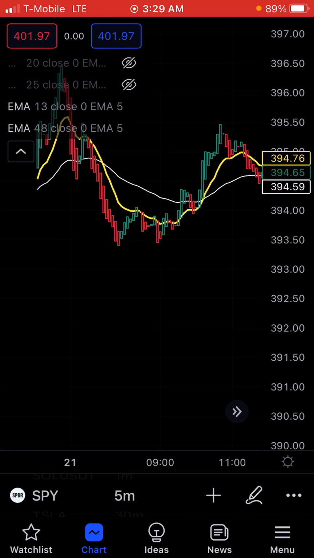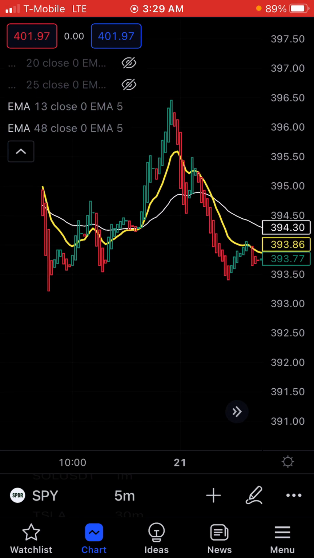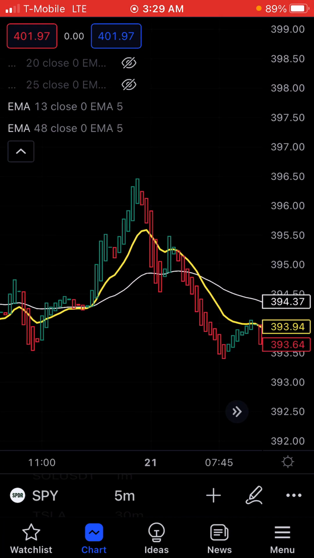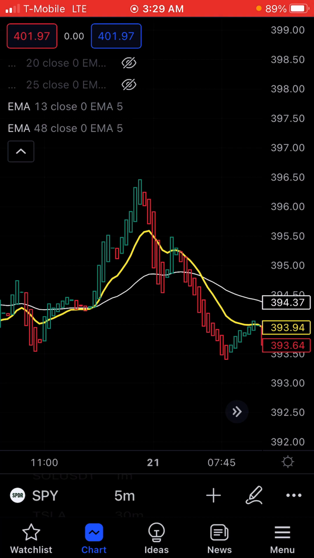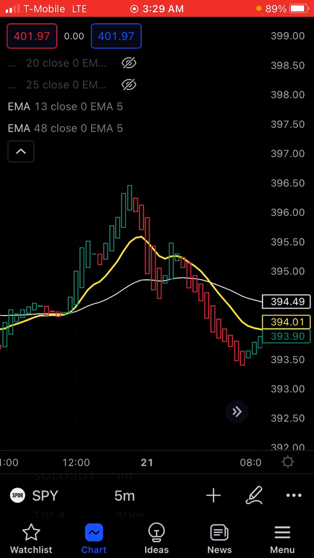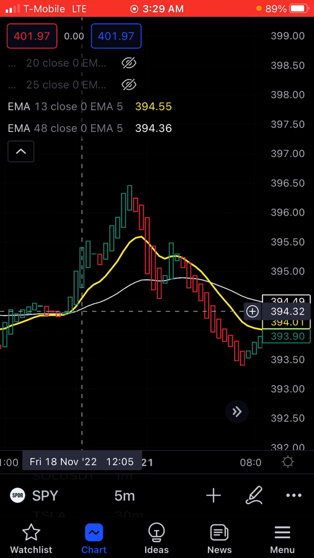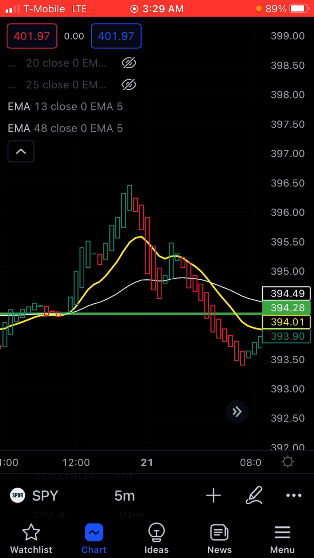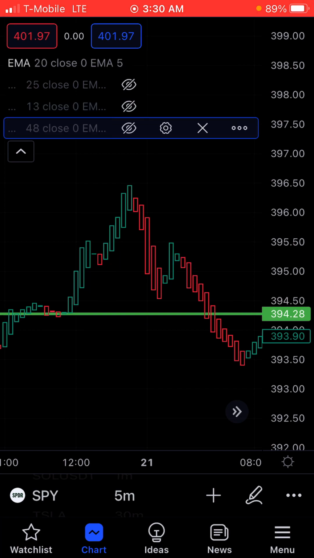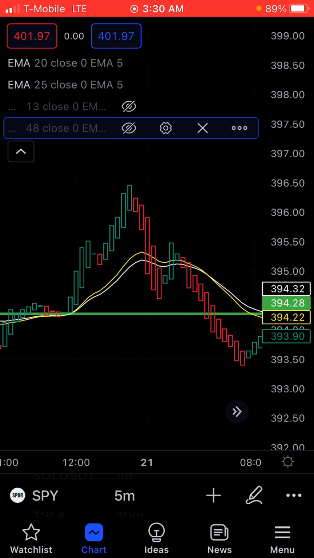I want to try and find something that's not market open. Here's a brief one. Let's see if it picks this period right here. Okay, so the 1348 crosses right here. And so now you hide your 1348 and load up your 2025.